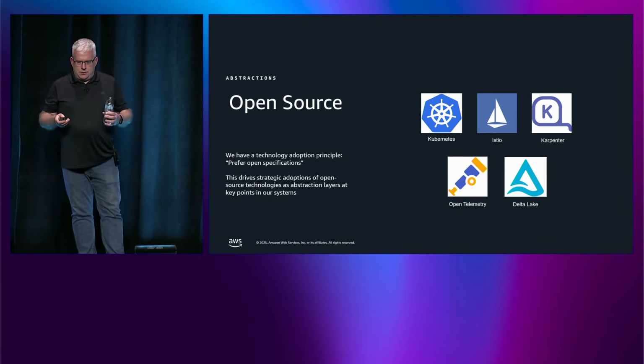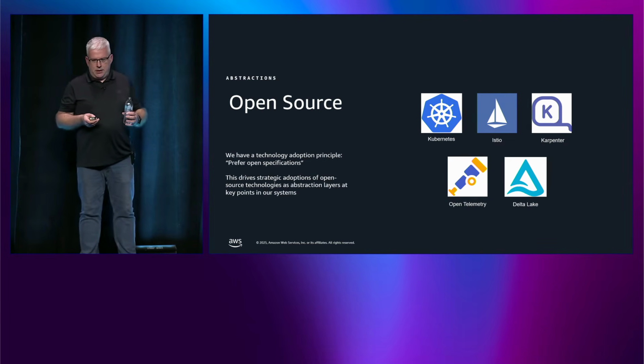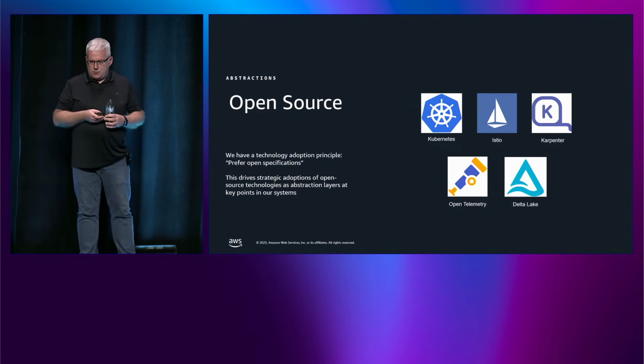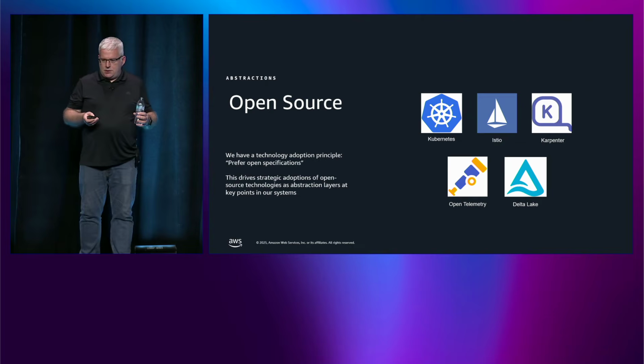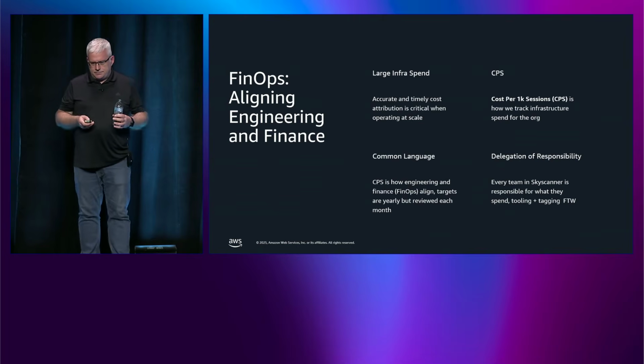Raw technology alone doesn't scale. You also have to think about abstractions and culture. So in Skyscanner, we have a strong principle of preferring open specifications. That's driven our adoption of Kubernetes, OpenTelemetry, Delta Lake, Istio, Karpenter, and other open source projects. This gives us portable, well-understood abstraction layers at key points in compute, networking, and data.